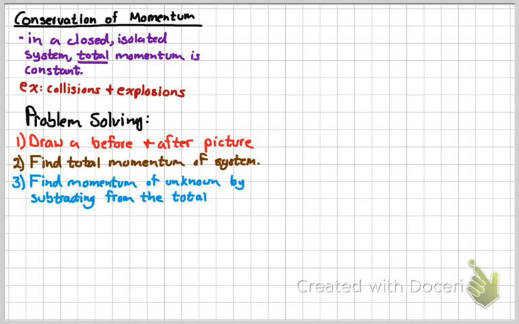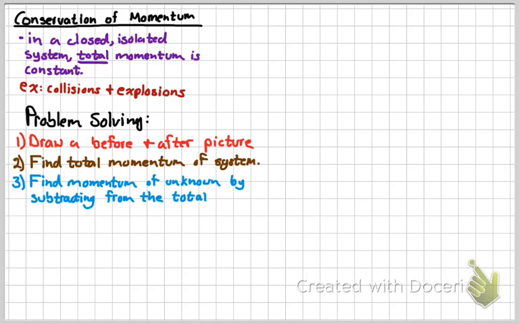First of all, draw a picture of what you have before and after the explosion or the collision. This will really help clarify what's going on and keep your variables straight. Label your velocity for each object before and your velocity for each object afterwards.